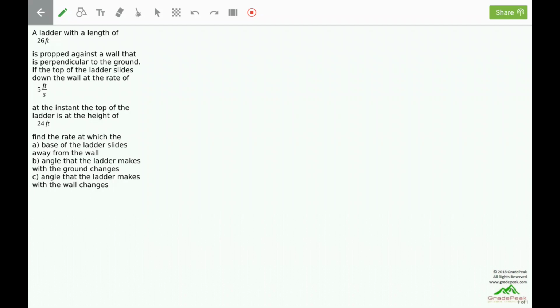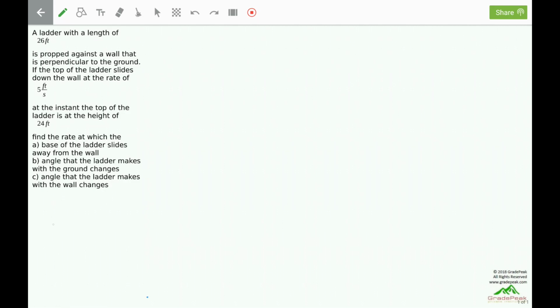A ladder with a length of 26 feet is propped against a wall that is perpendicular to the ground. If the top of the ladder slides down the wall at the rate of 5 feet per second, at the instant the top of the ladder is at the height of 24 feet, find the rate at which the A, base of the ladder slides away from the wall, B, angle that the ladder makes with the ground changes, and C, angle that the ladder makes with the wall changes.